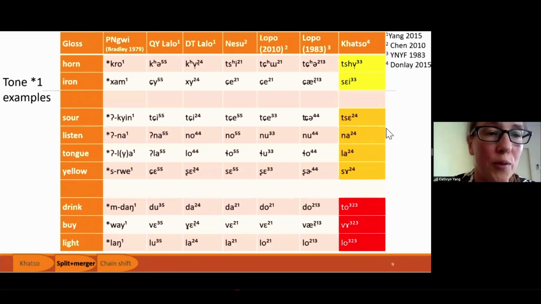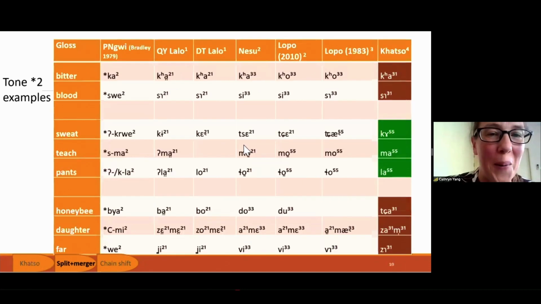Here are some example words for tone 1. So the second column is the reconstruction of Proto-Ngwi by Bradley, and the last column on the right is Khatso, with the 3 different colors showing the 3 tone values that we see now for tone 1 that are now contrastive because of mergers in the initial consonants. I also include other languages like Lalo and Lopa because I think they're showing related changes, but we don't have time to go into that right now.